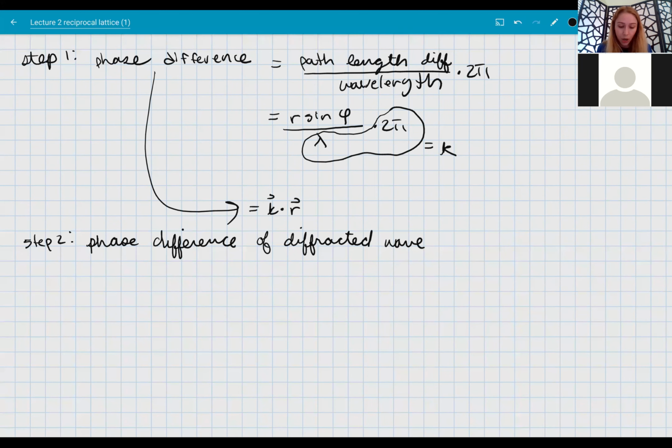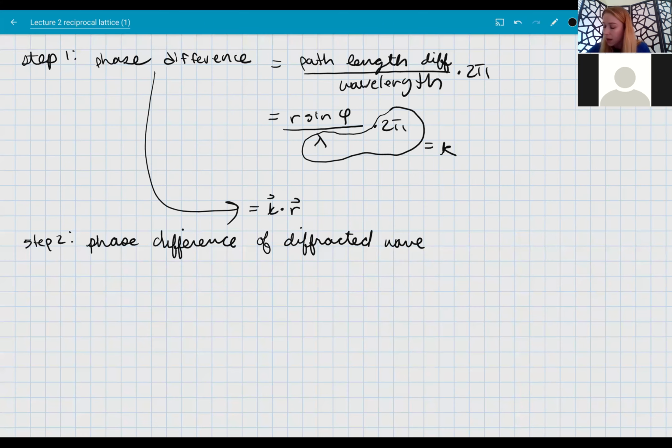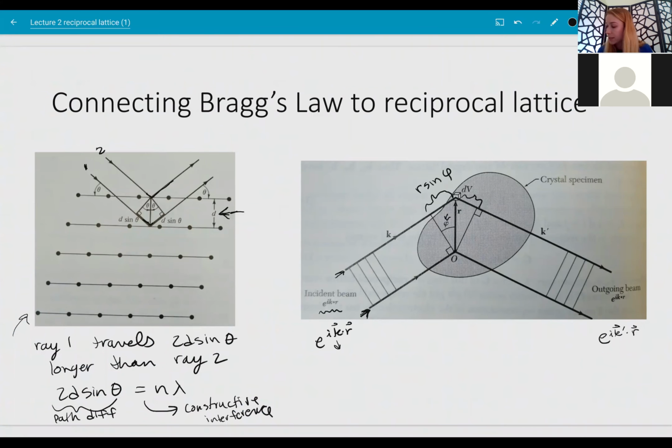Okay, so for the diffracted beam, we're going to go through the exact same exercise, and basically the result is going to be that minus k prime dotted with r is equal to the phase difference on the other side. So essentially this phase difference right here.